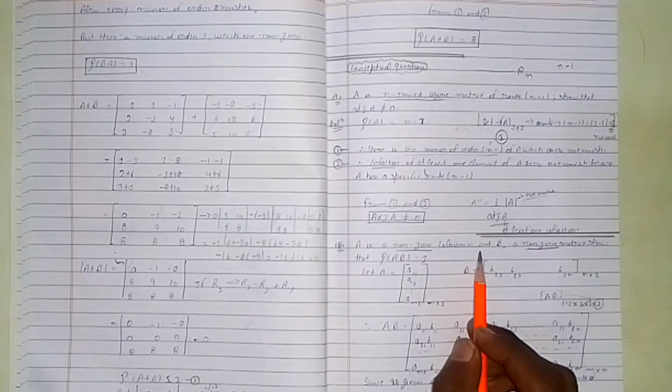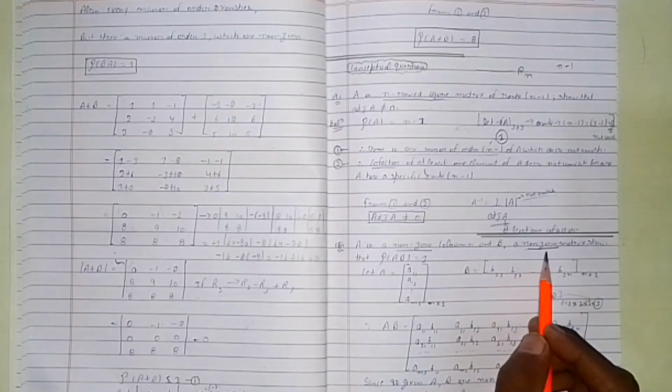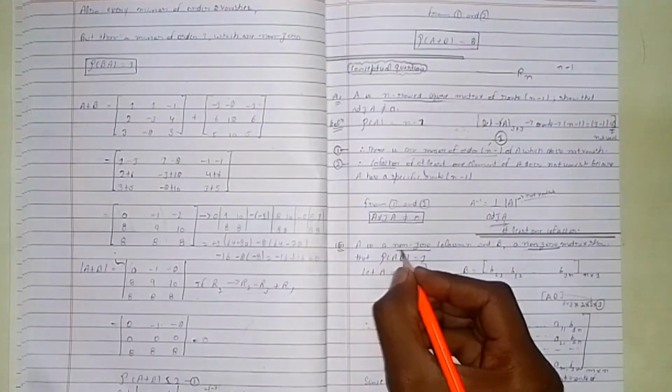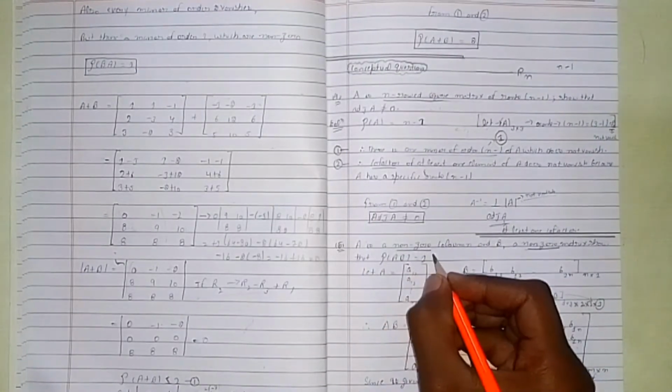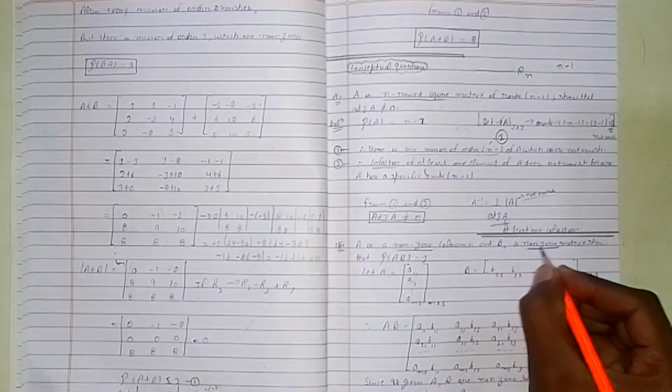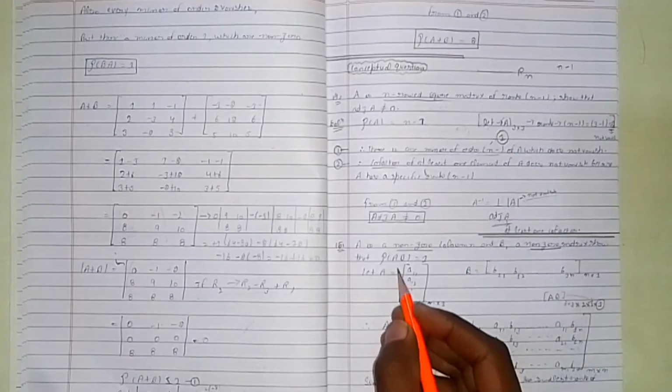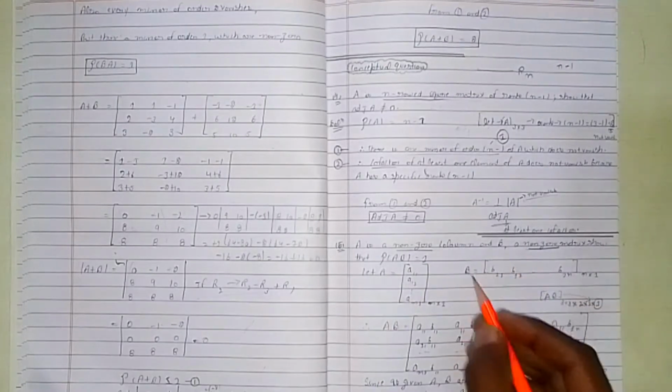Now A is a non-zero column and B is a non-zero matrix. Show that rank of AB is equal to 1. It's given that A is a non-zero column and B is a non-zero matrix. A is like this and B is like this.